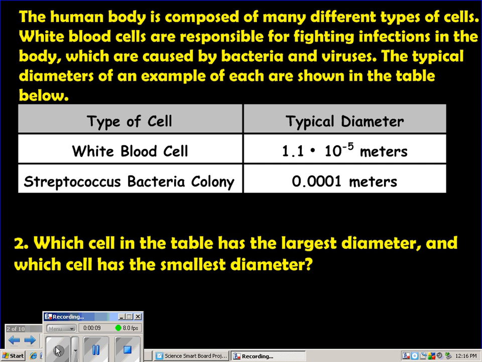The human body is composed of many different types of cells. White blood cells are responsible for fighting infections in the body which are caused by bacteria and viruses. The typical diameters of an example of each are shown in the table below. Which cell in the table has the largest diameter and which cell has the smallest?